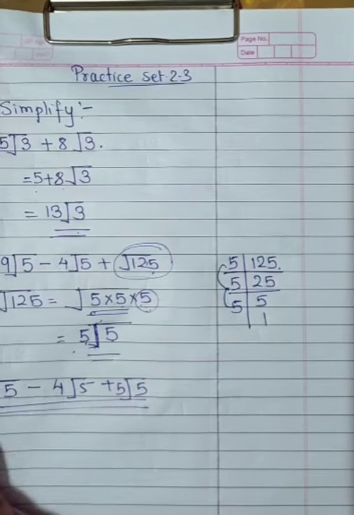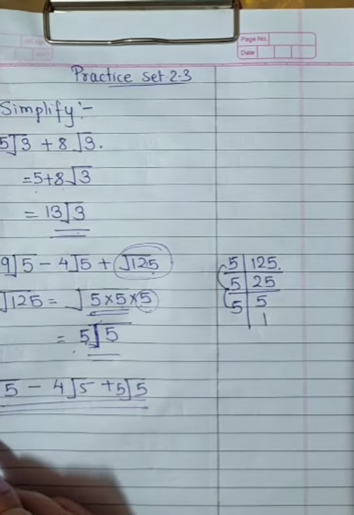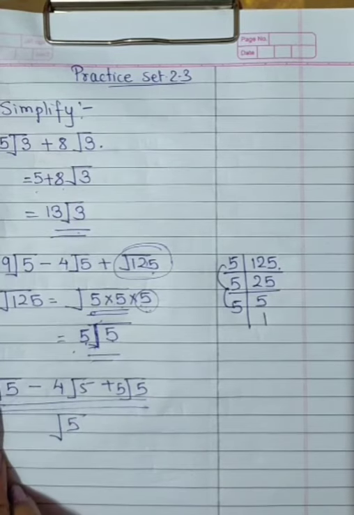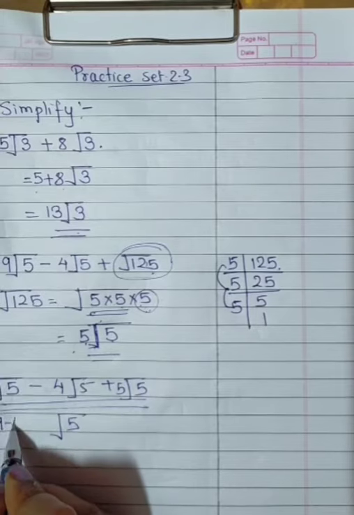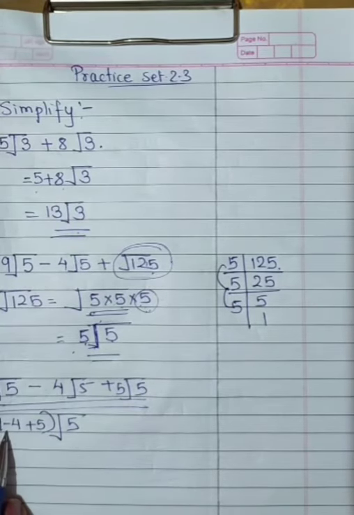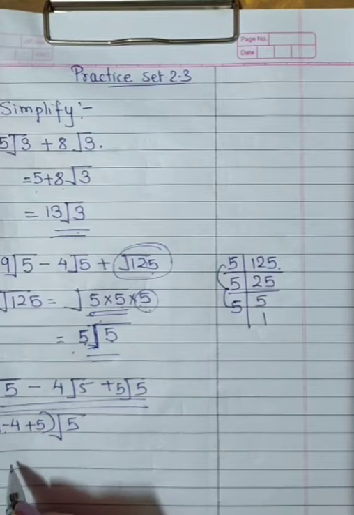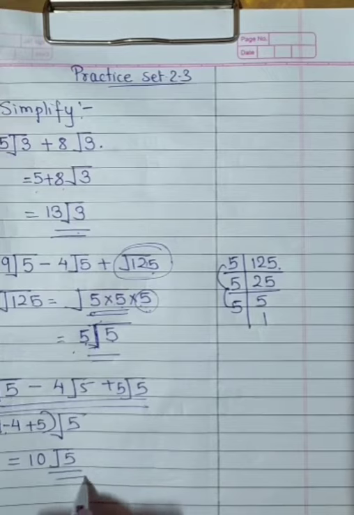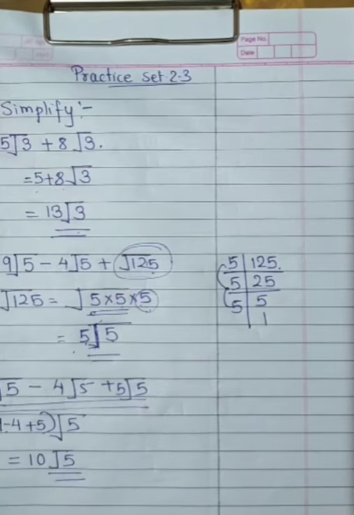I am writing here the common factor, the common square root 5. Now in the box 9 minus 4 plus 5 will come. After subtraction and addition we will get what? We will get 10 square root 5. This is the answer for question number 2.